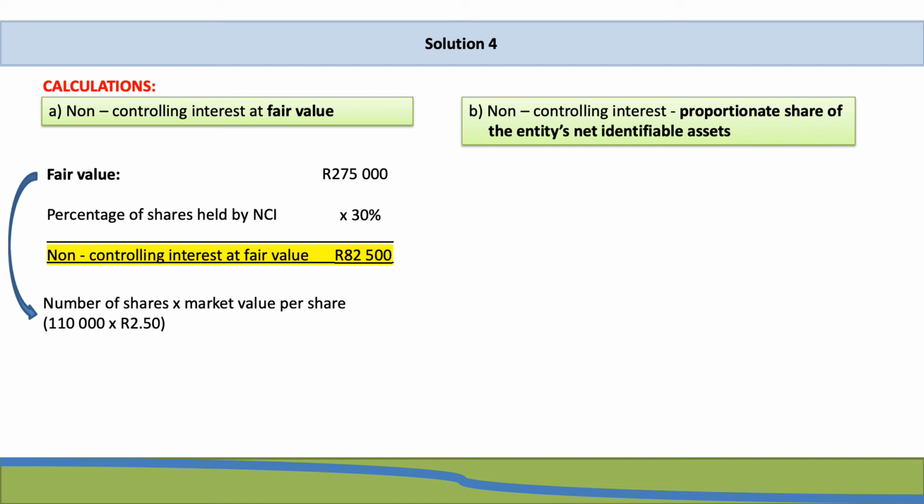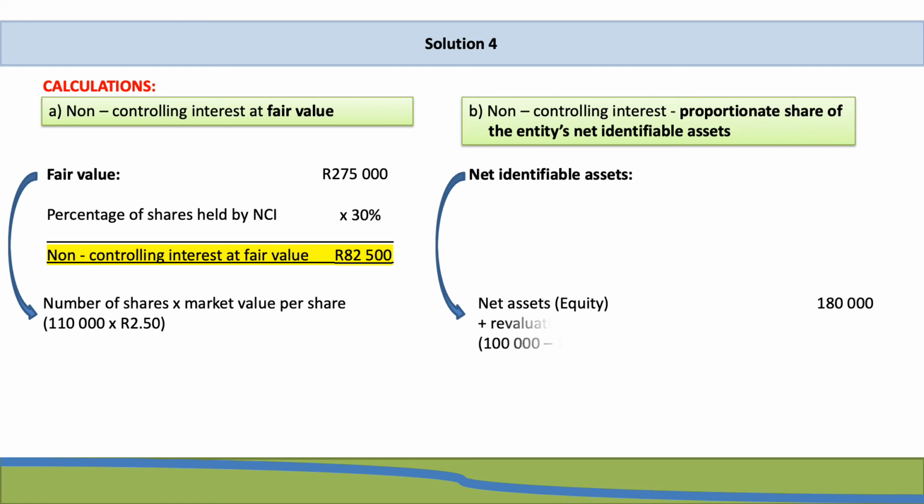So again, remember that the name is actually telling you how to calculate it. So we're going to start off by using the net identifiable assets of the entity. And we know that our net identifiable assets are made up of our net assets being equity, which was 180,000. But remember, when dealing with consolidations, it must be your net identifiable assets fairly valued. Now, in this case, there was a revaluation surplus applicable as land was not fairly valued, so we need to make that adjustment. So we need to include the revaluation surplus after tax using the CGT rate, which gives us 77,600.